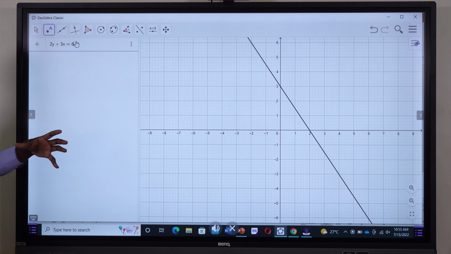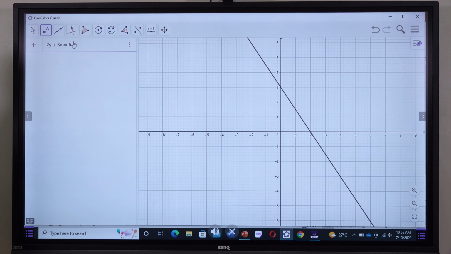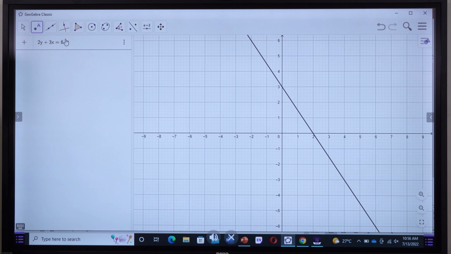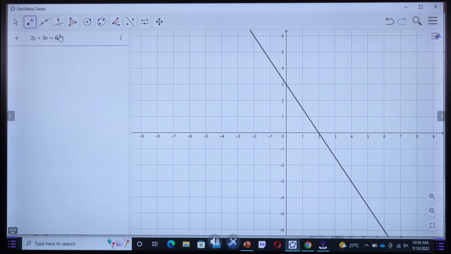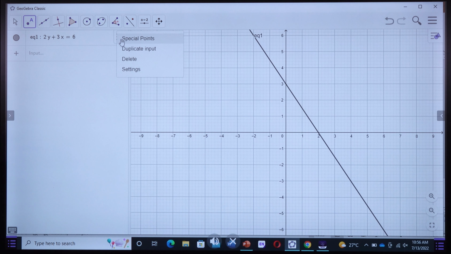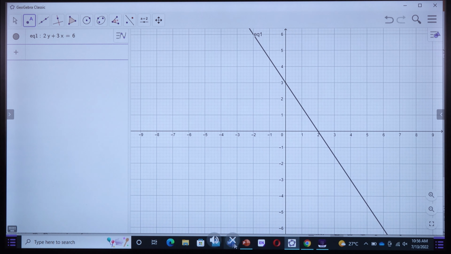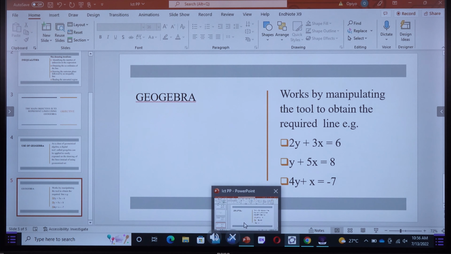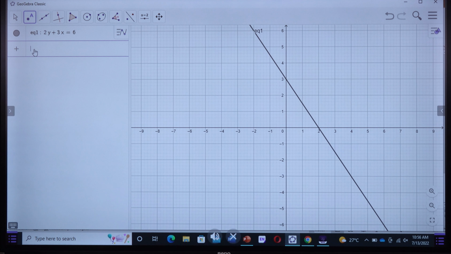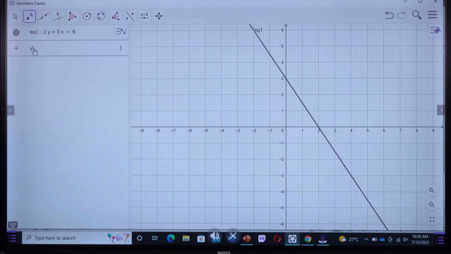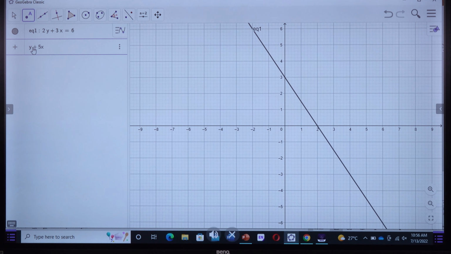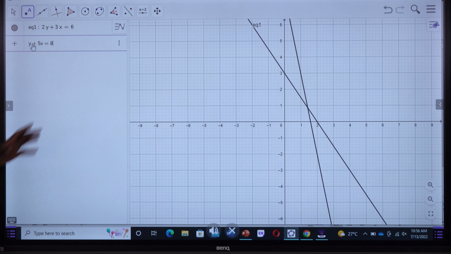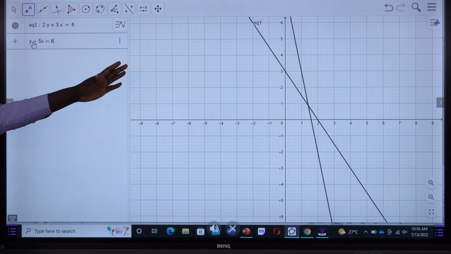And because in linear programming, we have more than 3 lines intersecting to give the wanted region, I will bring in the next line, equation of the line. And the next equation was given as follows. y plus 5x is equal to 8. I input it here, y plus 5x is equal to 8. And you can see the line comes there. We have y plus 5x is equal to 8.